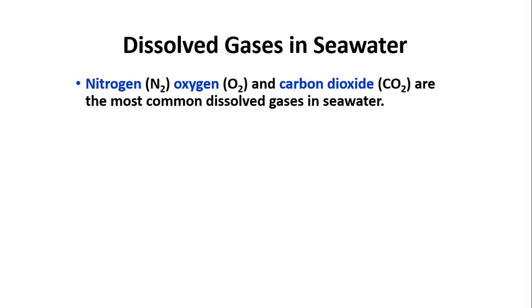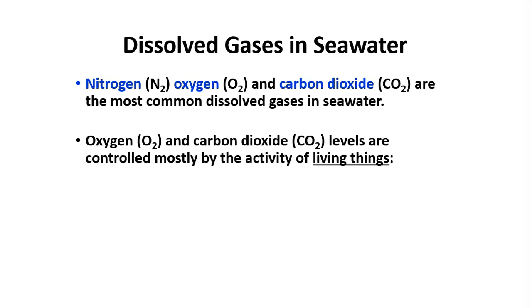Okay, so nitrogen, oxygen, and carbon dioxide are the most common dissolved gases in seawater. Oxygen and carbon dioxide will change based on activity of living things. So where does oxygen come from? Might be a tricky question for some of you. And where do you think the carbon dioxide comes from? Well, there's actually multiple sources for both of them.